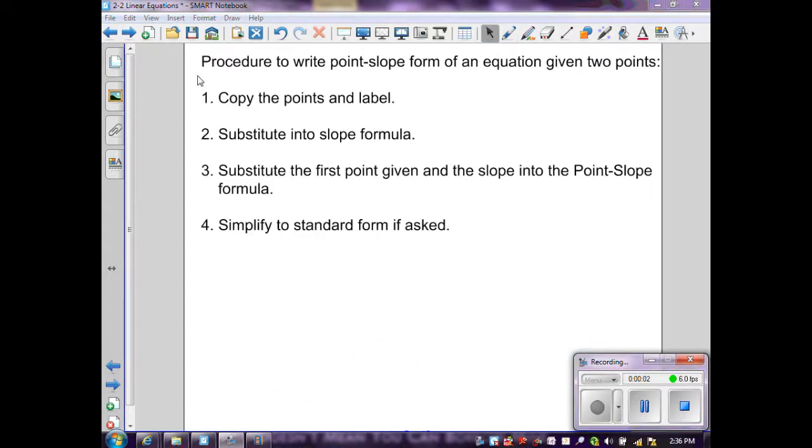Our next procedure is to write point slope form of an equation given 2 points. Number 1, we want to copy the points and label them x1, y1, x2, y2. Number 2, we want to substitute those points into the slope formula, which we have had in the several past slides. Number 3, substitute the first point given from the 2 points and the slope into the point slope formula. Simplify to standard form if asked.